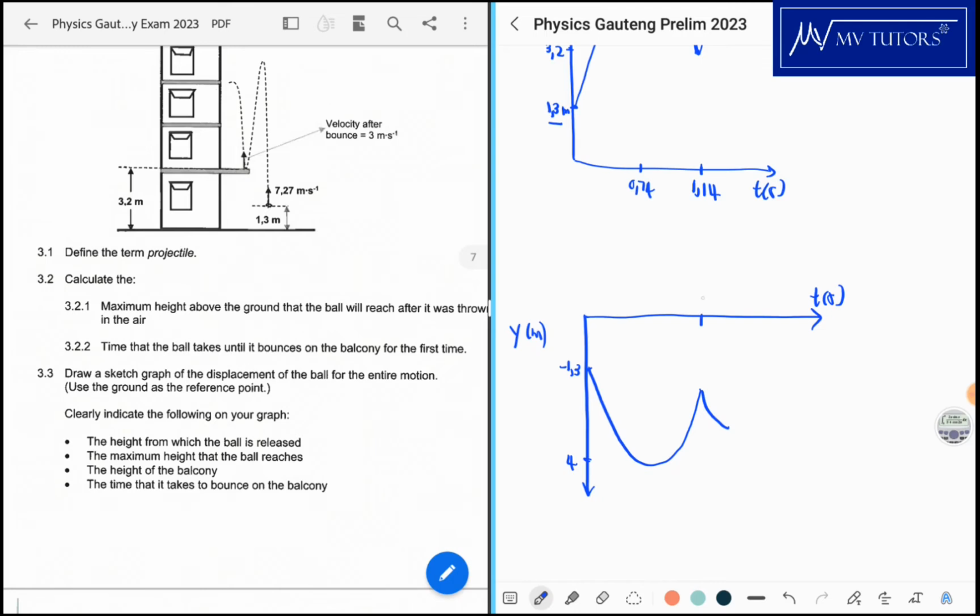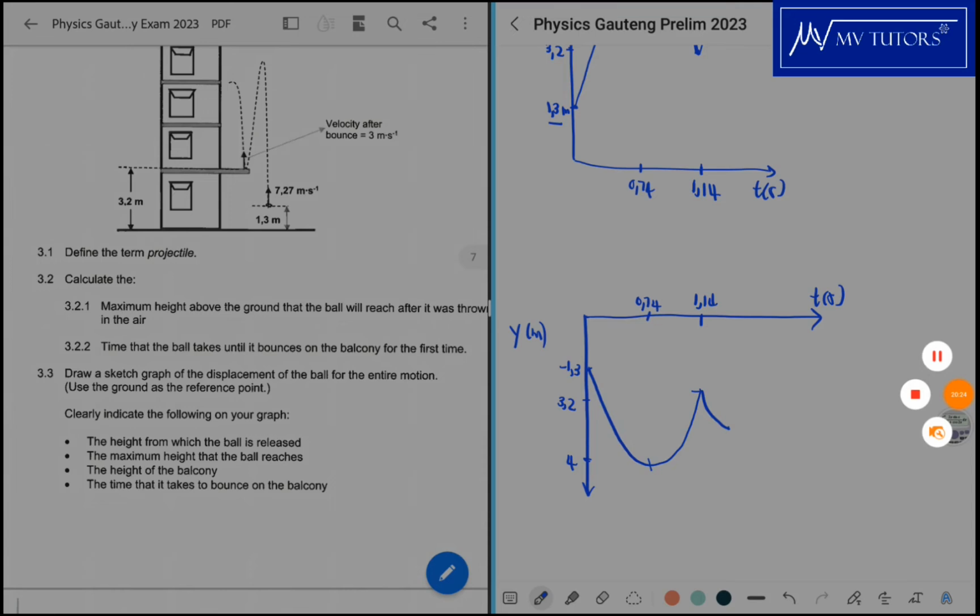Okay, so over here it will be 1,14, 1,3, and that is 4, and over there it's 3,2. Yeah, definitely not drawn to scale. And if you wanted, you could have also indicated 0,74. And that's it. We are over by 3 minutes. But it's fine. It's all good.